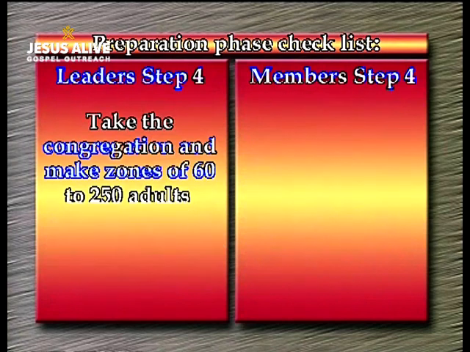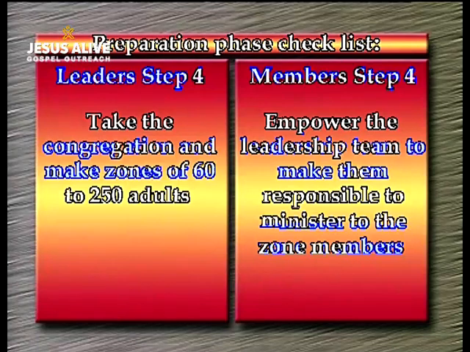Take the congregation and make zones of 60 to 250 adults. If you have a large church, begin to do the spade work of how you're going to structure that under your new system long before you begin to implement it. Remember step number 4, empower the leadership team to make them responsible to minister to the zone members.